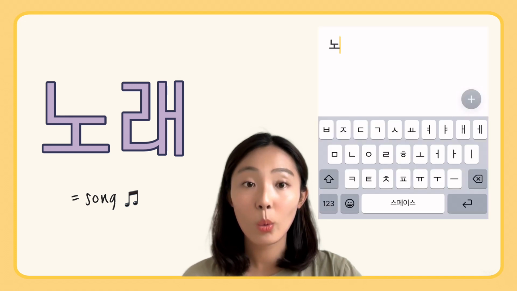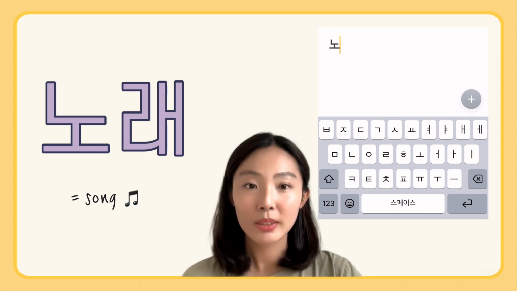느, 오, long horizontal line, so it comes on the bottom. 노, 르, 에, 레, 노래.